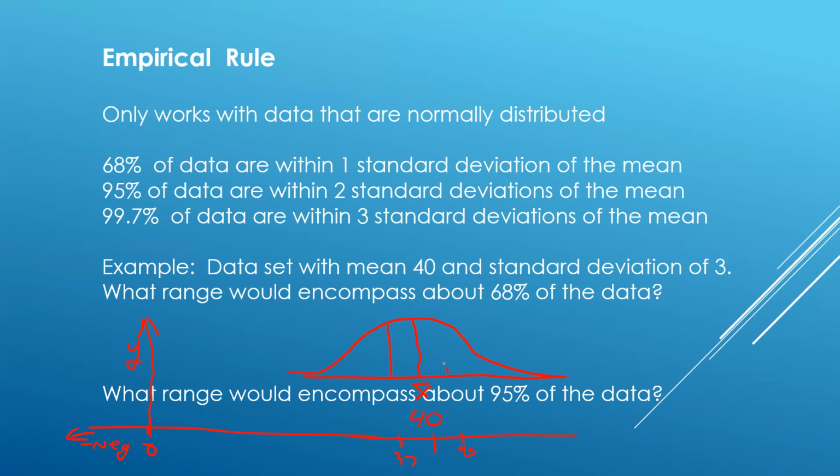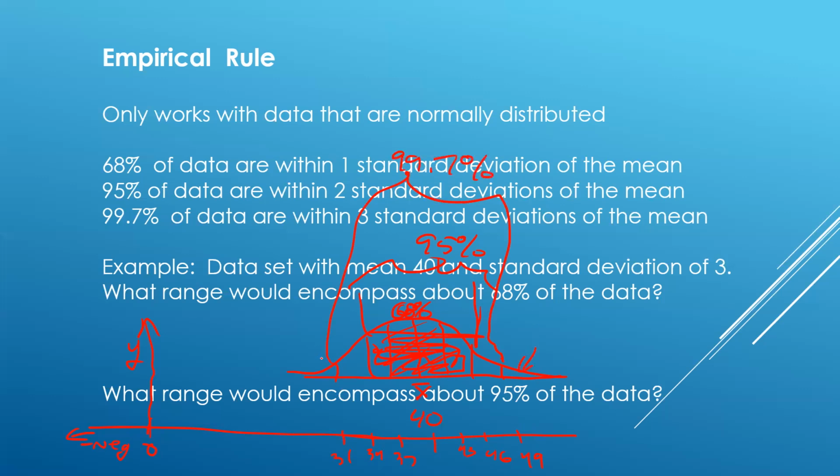then that's 68% of your data. Then if we go out another 3, so 46, 34, right? So all of this from here to here, that's 95% of your data. And then if we go 3 more out there, right? So we go down to 31 and up to 49. That's 99.7% of your data.